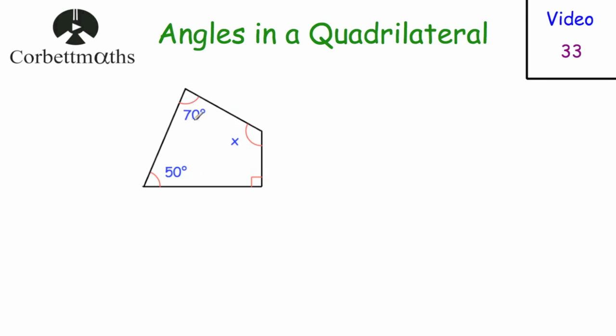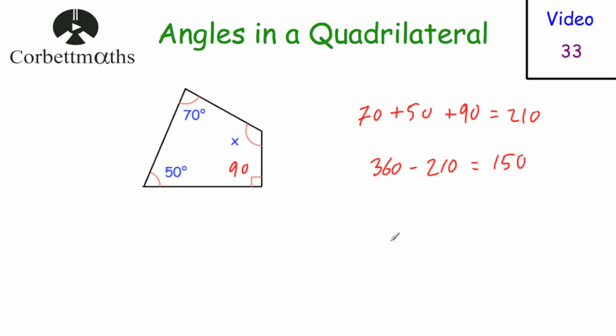So that means that if we add up the angles that we're given here, the 70, the 50, and the 90, here's a right angle, you can then take that answer away from 360 and see what's left for x. So 70 plus 50 is equal to 120 degrees, plus 90 is equal to 210 degrees. Now we're going to take that away from 360, so 360 take away 210 is equal to 150. So that means that x is equal to 150 degrees. And that's it. So the angles in a quadrilateral add up to 360 degrees, and that was video 33 on Corbettmaths.